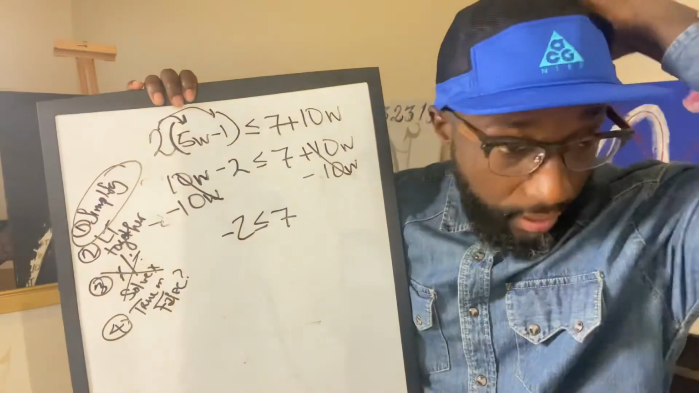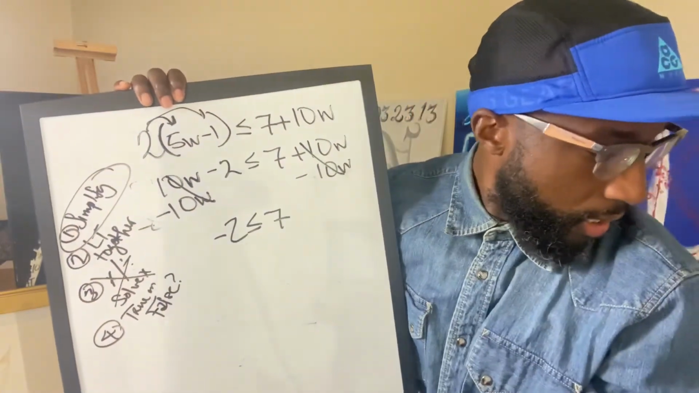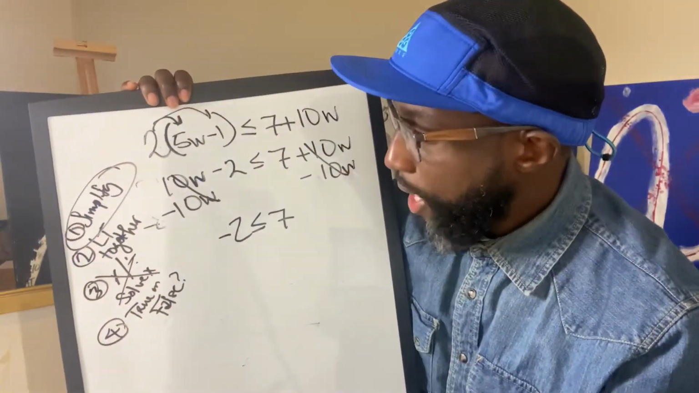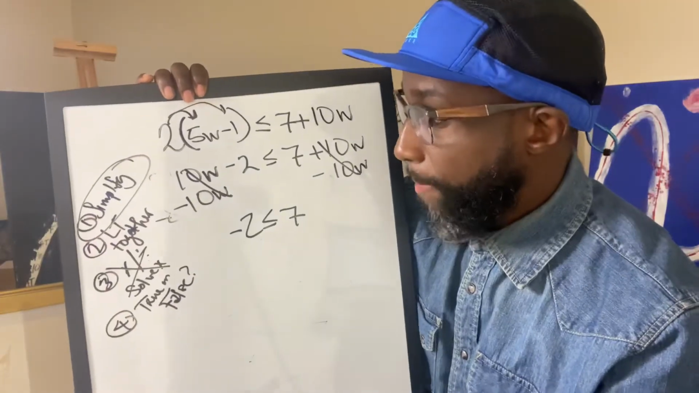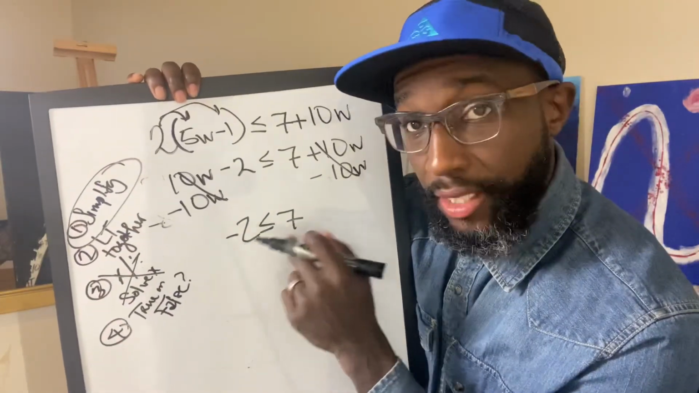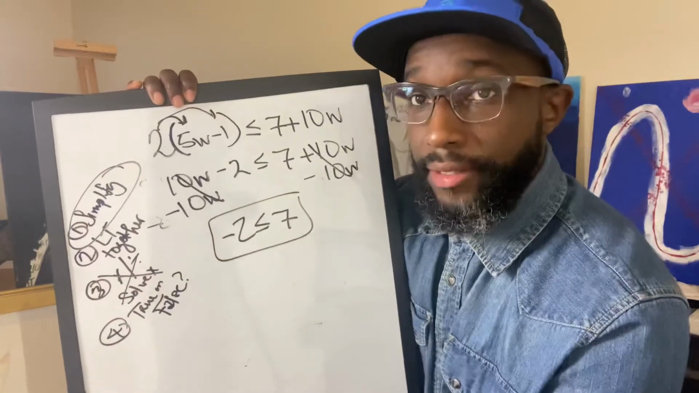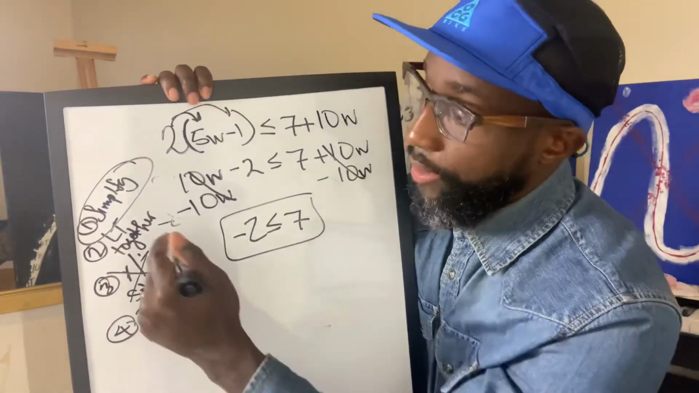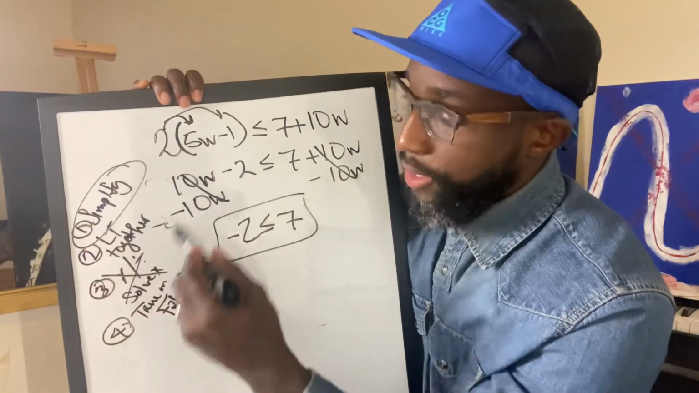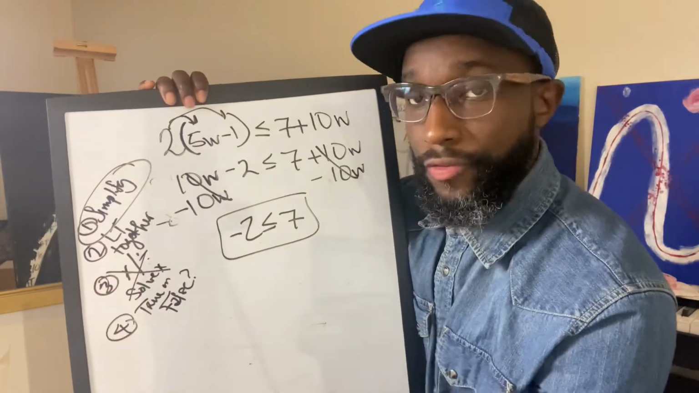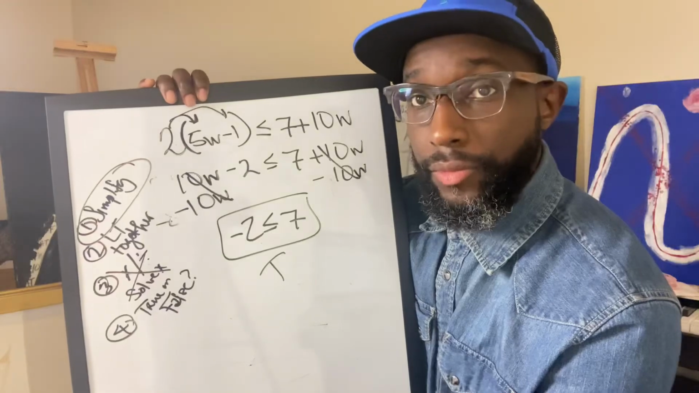All right. So again, the question is, is that true? All right. Some of it is, right? -2 is definitely less than 7. It's not 7, but it's less than 7. Okay. So again, what we did was we simplified, we put the like terms together, and then we said if it's true or false. This one is true.